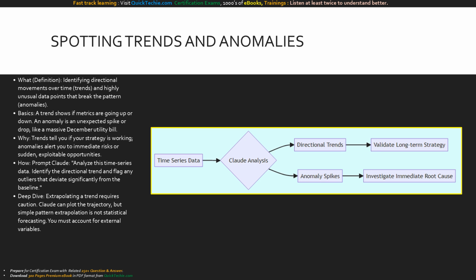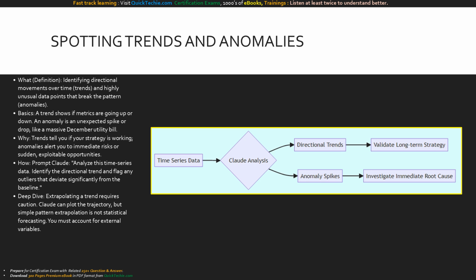Why do we care? Because trends validate long-term strategies, while anomalies act as immediate alarm bells for risk or sudden opportunity. To execute this, prompt Claude to analyze the time series data and explicitly ask it to flag outliers. In our deep dive, we must stress a critical limitation. Spotting a trend line going up does not guarantee it will continue.